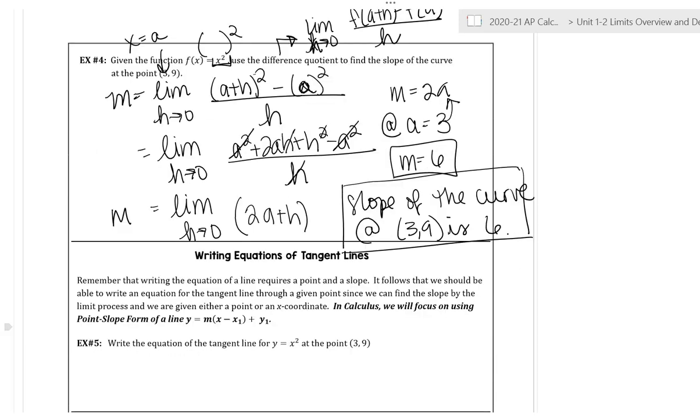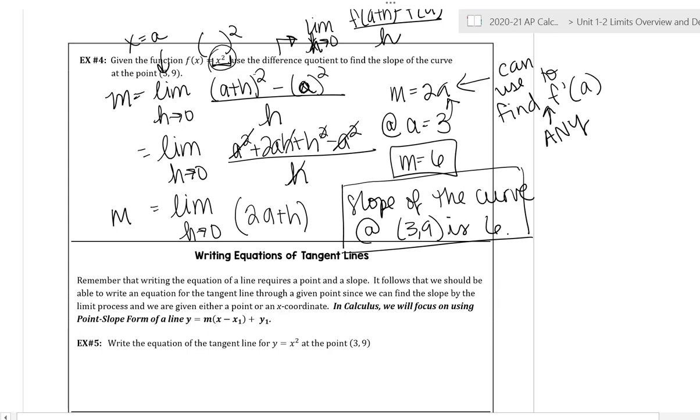The last thing I'm going to point out before we wrap it up here is that what we just did for this equation works for any value on x squared. So this equation we could use to find the derivative of any a value. So it can be used to find any f prime of a. So if I said, for the same equation, what's the instantaneous rate of change when x equals 100? I could just plug 100 into that value there, and I would say the instantaneous rate of change is 200.